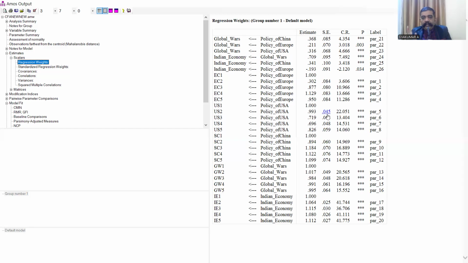Okay. This is the abstract. I want to tell you that this is the minimum interpretation related to structural modeling. Okay. Thank you.